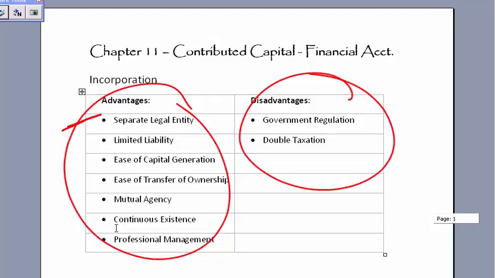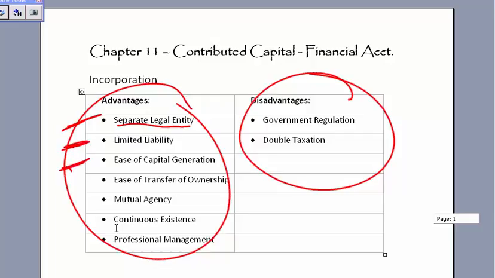The idea of a corporation, as opposed to a sole proprietor or a partnership, is it's a separate legal entity, so a corporation can enter into contracts, sue, and be sued. It has limited liability for the investor, that the only thing they can lose is the value of their share of stock.